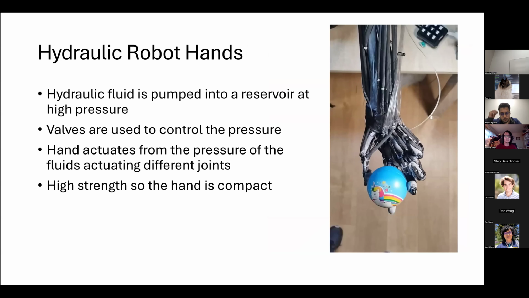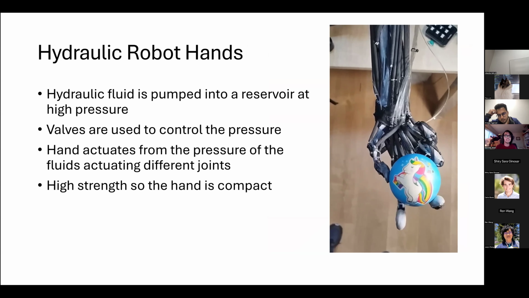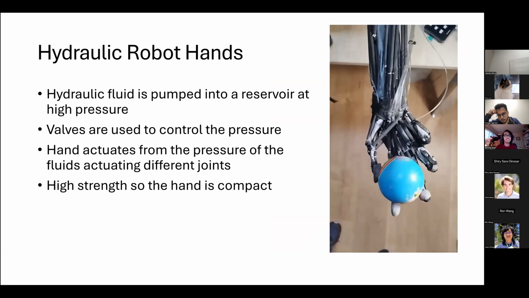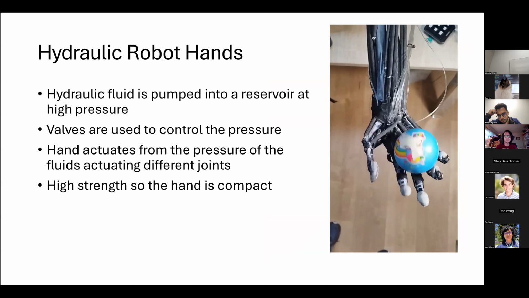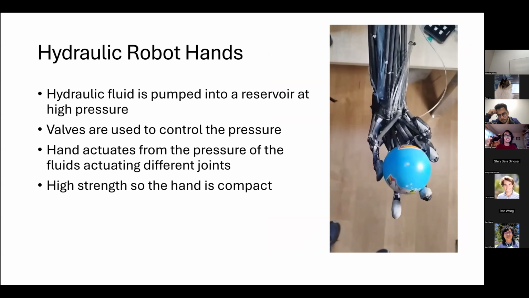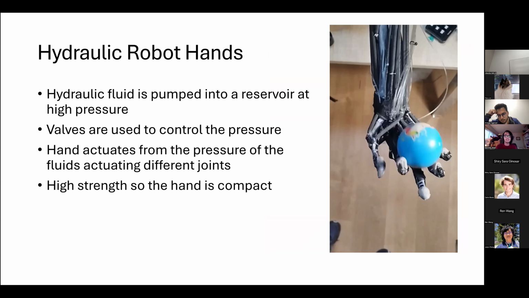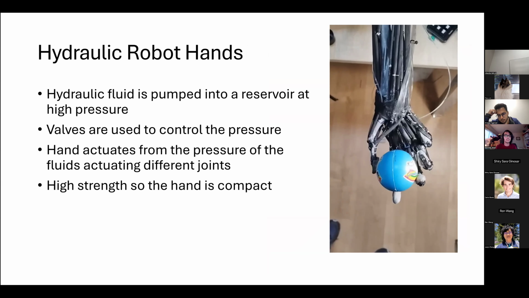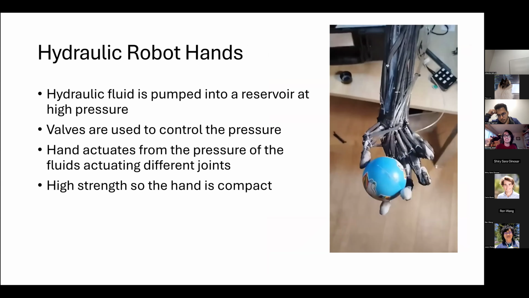And there's one last category of hands that we've seen recently is hydraulic robot hands. In this case, you have like a hydraulic fluid. It's pumped into a reservoir at very high pressure. And then the idea is that fluid can be pushed through the hand itself and actuate different joints within it. So as you can see on the right, this is the clone hand.